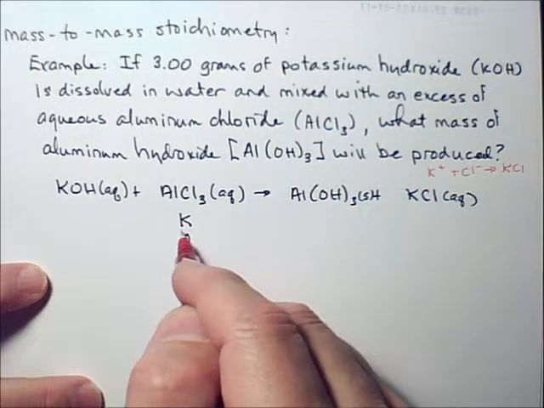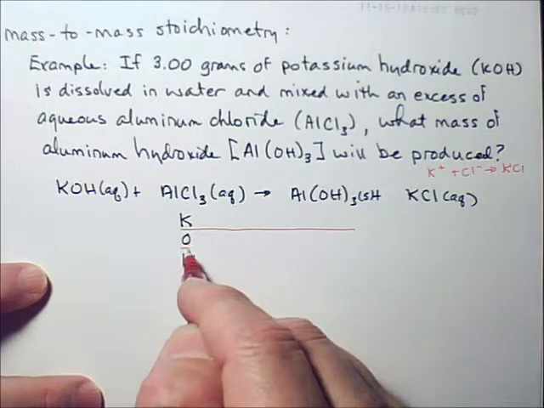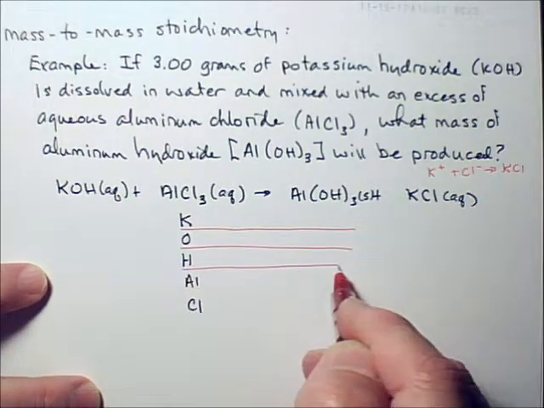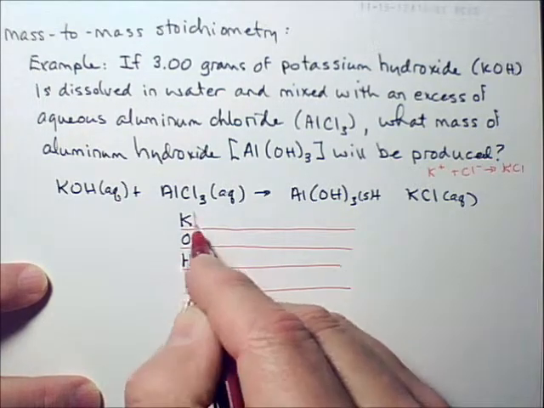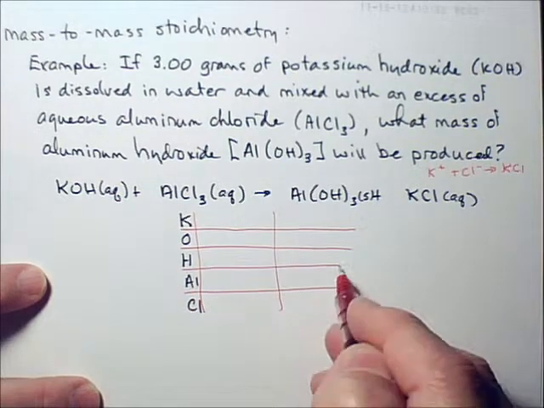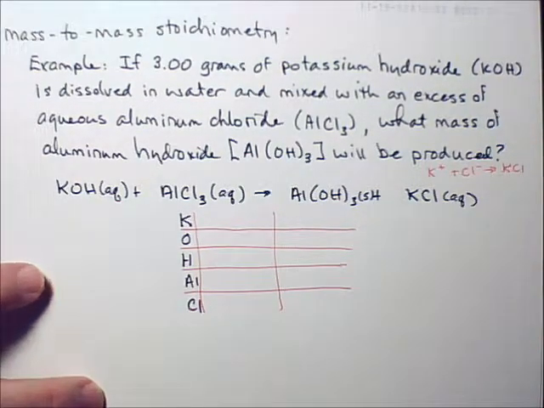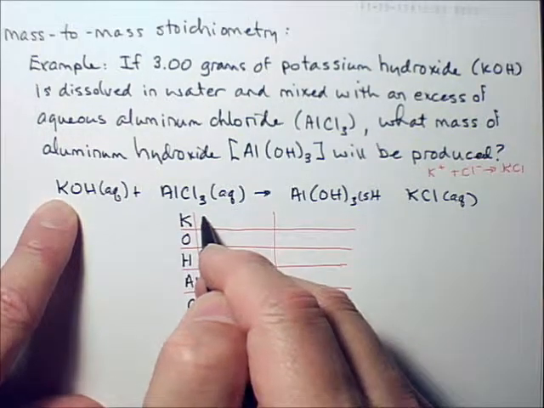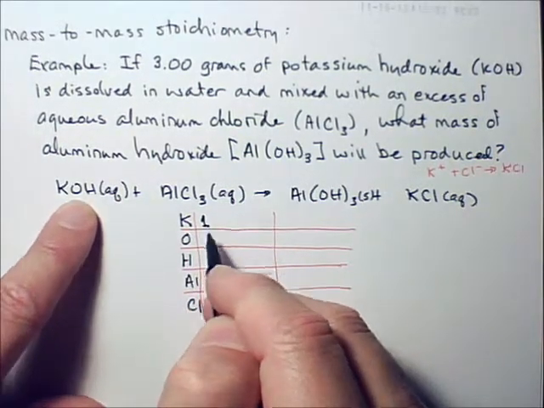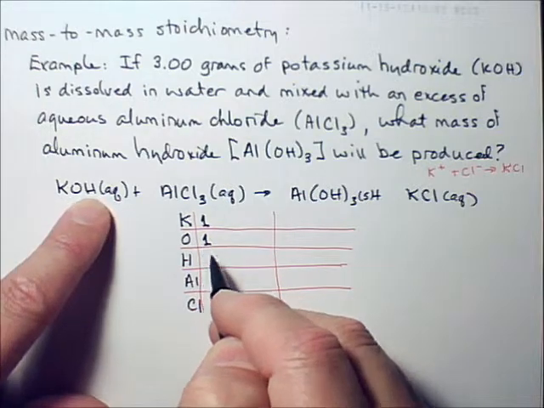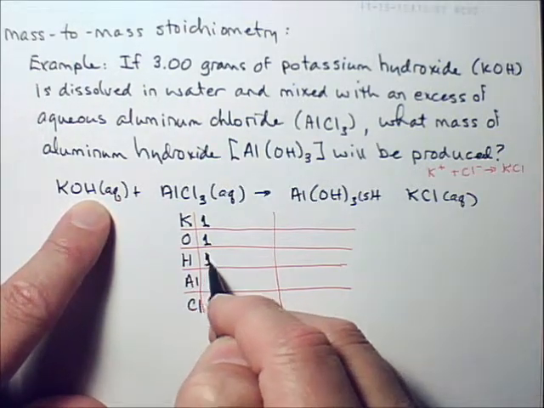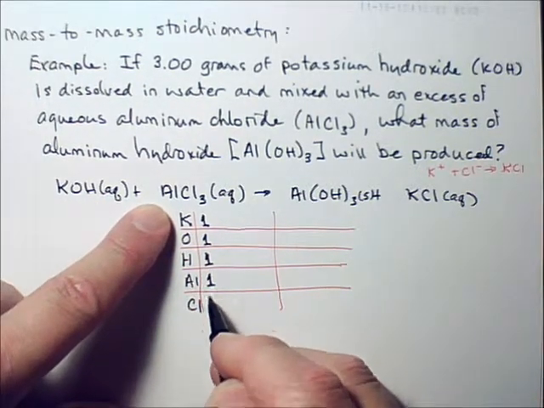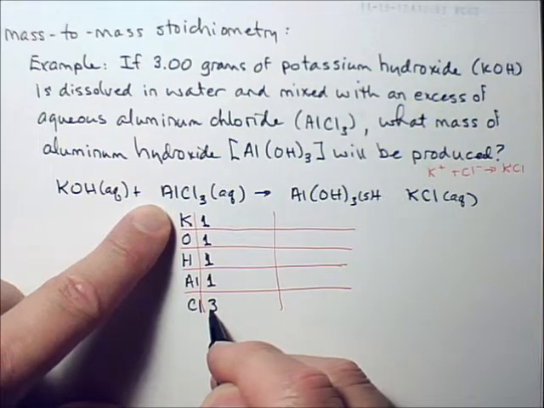So we need an atom inventory grid, or sort of a mini little spreadsheet here. I don't call it a table because I'm really picky about what a formal table really is. So potassium, we have 1 of those, and we have 1 oxygen, and we have 1 hydrogen. We've got 1 aluminum and 3 chlorines.